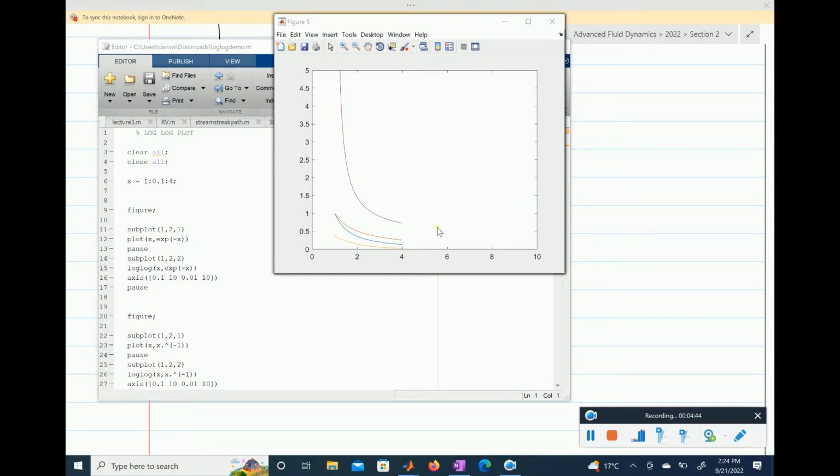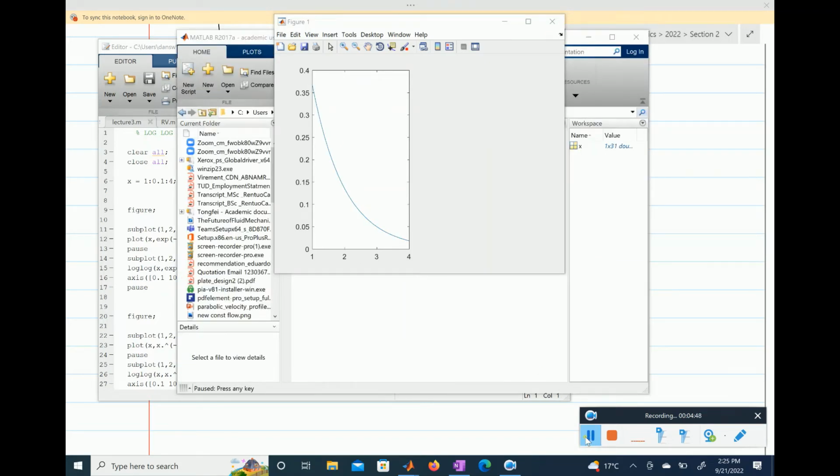Okay, so let's see what happens when we plot these in a log-log. Here is the first example. I'm plotting this function, and here I'm plotting the data in linear scale. All of my data is limited between 1 and 4, that's just for the purpose of it. But you see that I have a decreasing function.